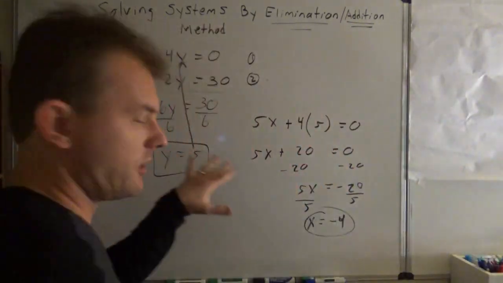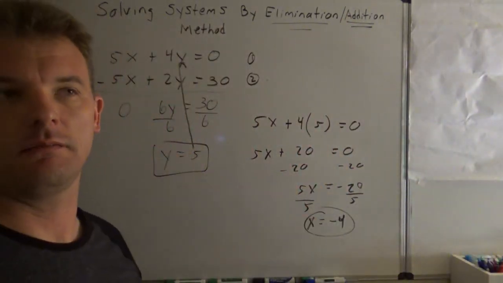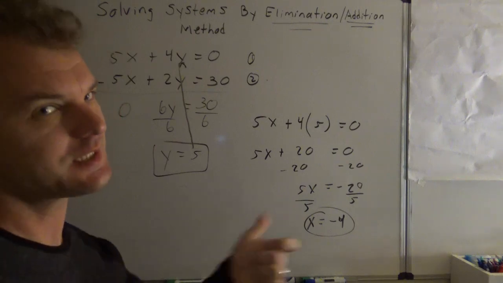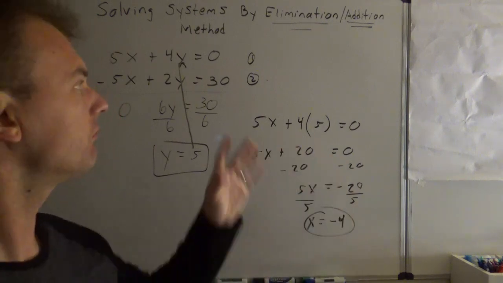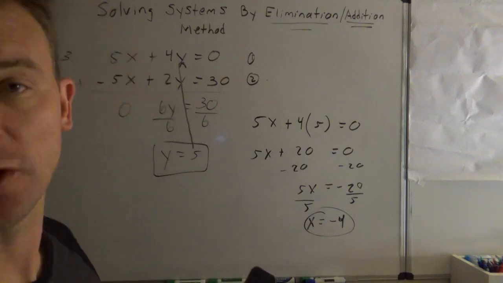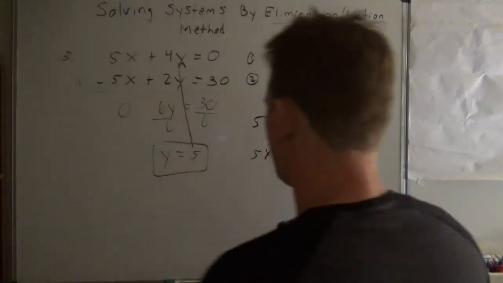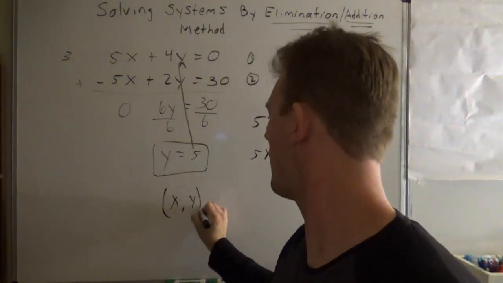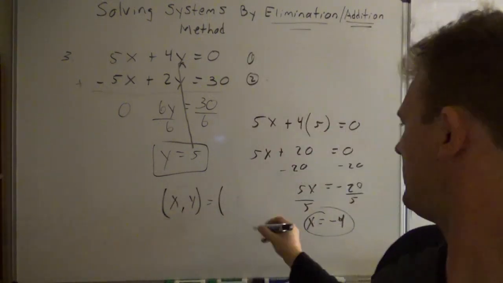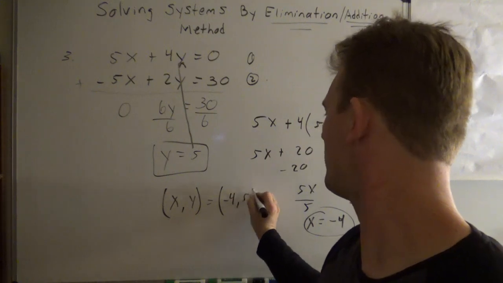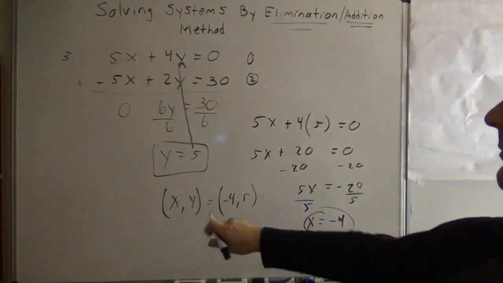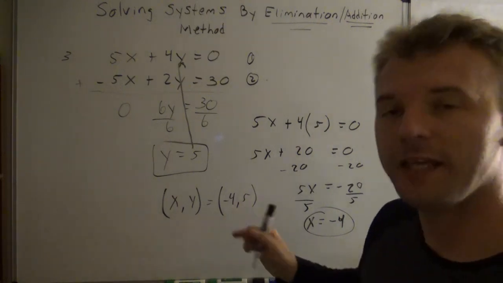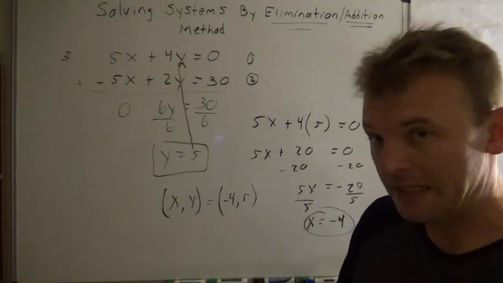Now, since these are pretty straightforward and nice, easy numbers, why don't I prove it to you and see if they work. You can do this on all of them. So what I'm going to do, my solution, remember, is x comma y. My solution is -4 comma 5. There's my solution if I were to graph these. This is where the point of intersection would meet.